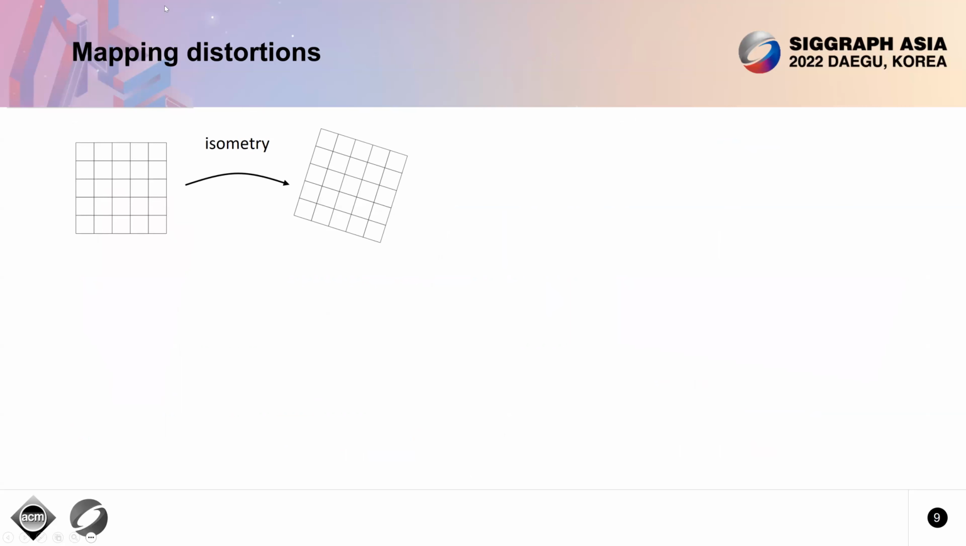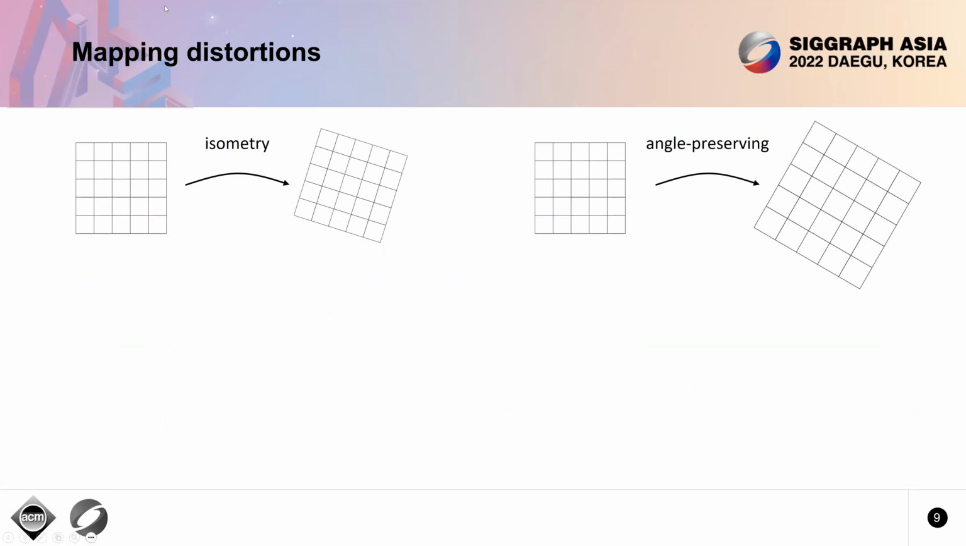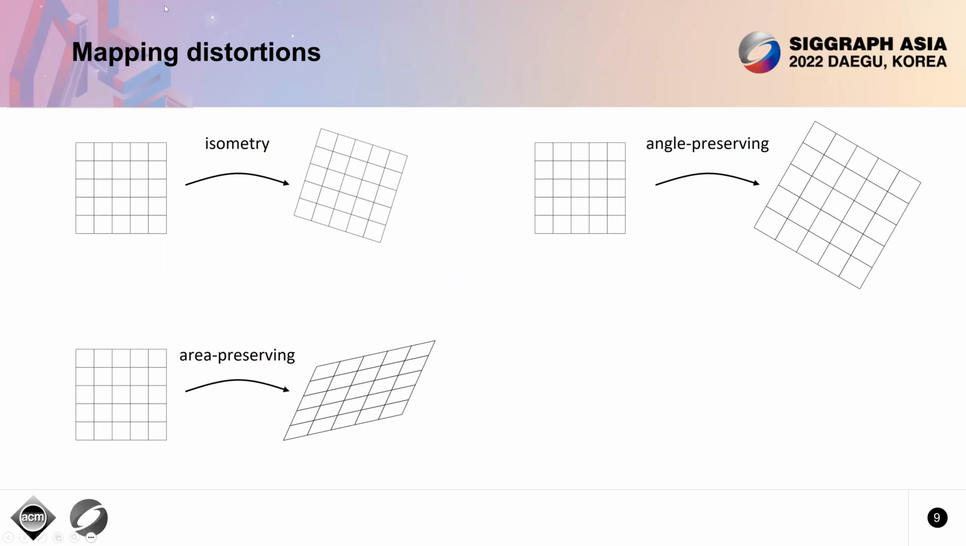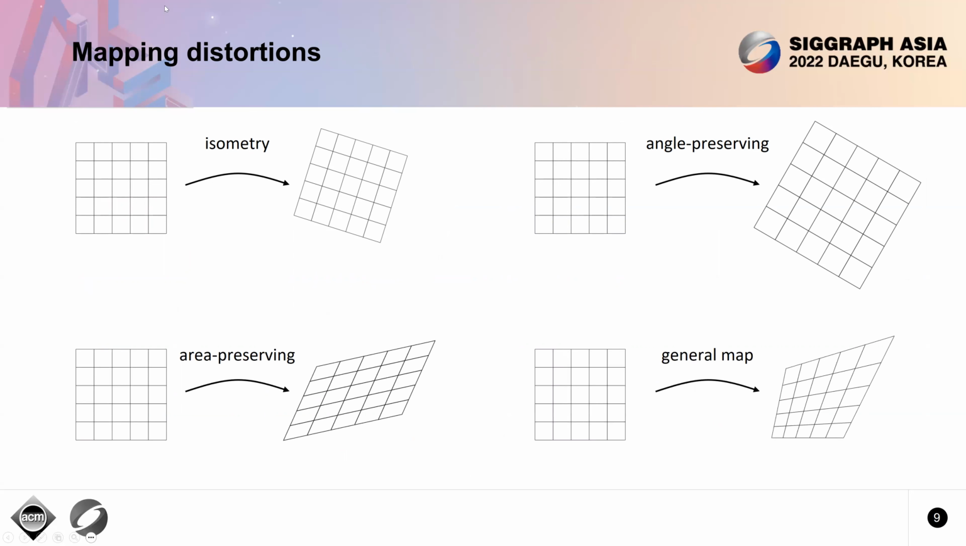An ideal map preserves both angle and area. Such maps are called isometries, but are not available in most cases. In reality, a map may preserve angle but distort area, or may preserve area but distort angle. Most maps introduce both angle and area distortion.